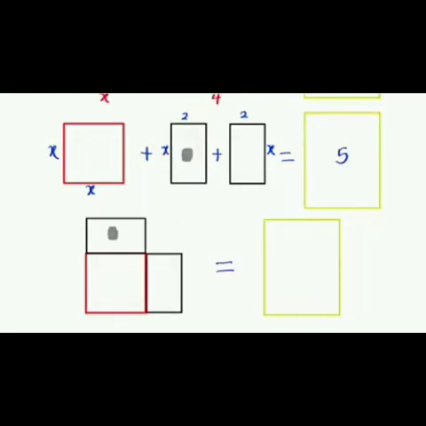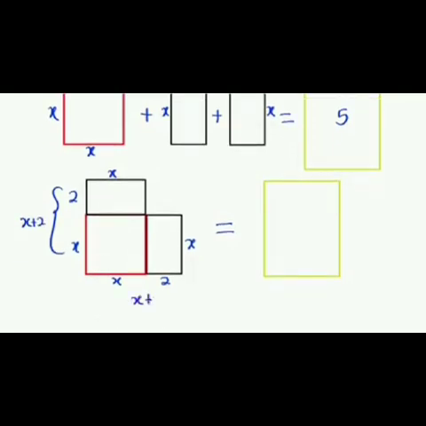Let me label it first. This side length is 2 because of this 2. This side length is also equal to 2 because of this 2. This side is x because of this. This side is also x because of this. But our main square also has a side length of x and x. You can see that the total side length here is x plus 2. Likewise, this one has x plus 2.